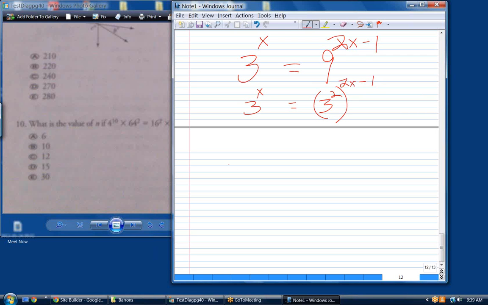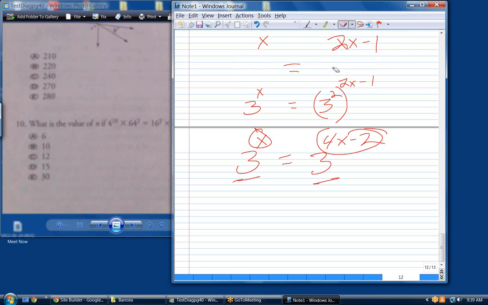But now I can solve it because I have 3 to the x equals, well, if I multiply that exponent by that, I've got 3 to the 4x minus 2. Now, since I have the same exponential base, this exponent has to equal this exponent by definition. So that's the way we solve these exponential common base problems.